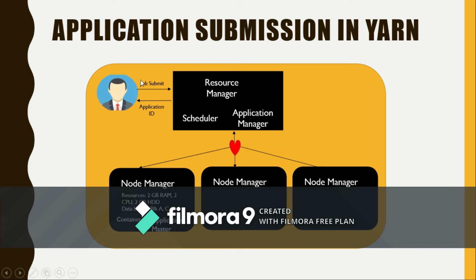So if there are 4 jobs running in this slave machine, we should remember that 4 application masters are running on this machine. There will be one application manager per cluster, and there can be multiple application masters, depending on how many jobs are running in that slave machine. So if 10 jobs are running in this slave machine, there will be one application master per task.